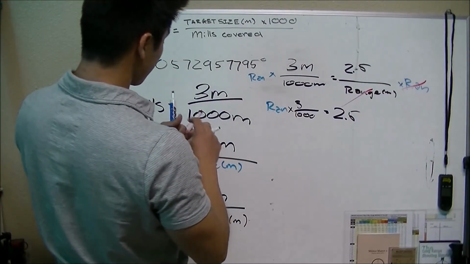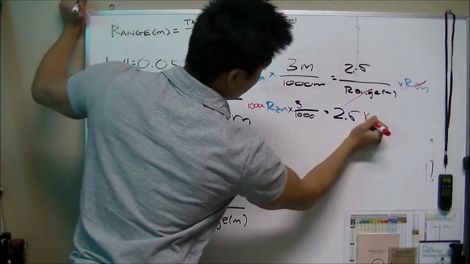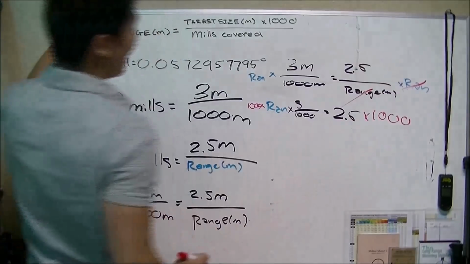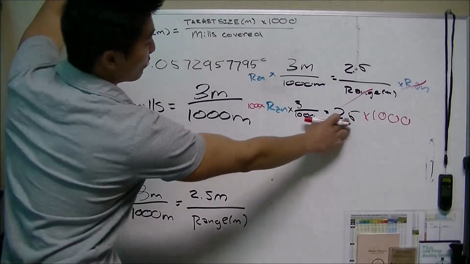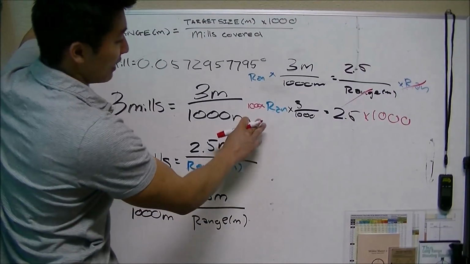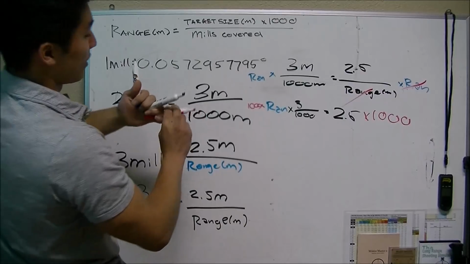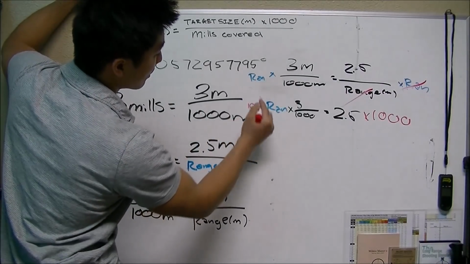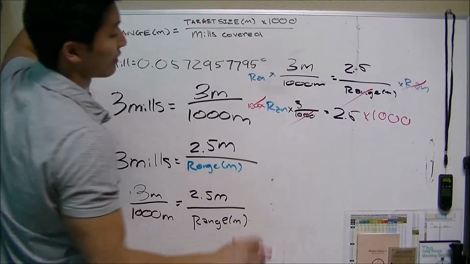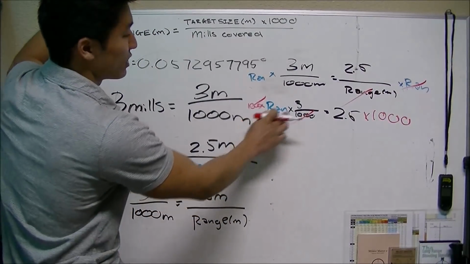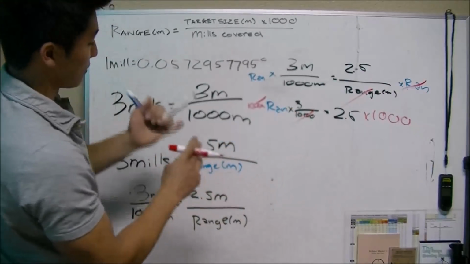And this side by 1,000. Alright, you're starting to see the correlation here now. Remember, the 2.5 is going to be the target size. And so on this side of the equation, the 1,000 here is going to cancel out the denominator of the 1,000. So we're left with range times 3 equals 2.5 times 1,000.